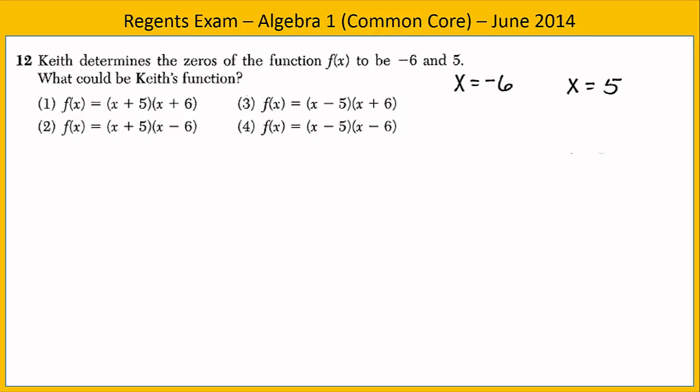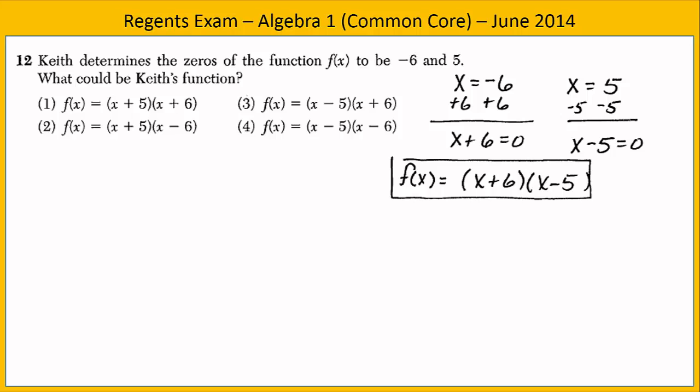One possible way is to look at the zeros, x equals negative 6, and x equals 5. If we set each of these expressions equal to 0, the factors will be revealed. For instance, adding 6 to both sides shows us x plus 6 equals 0, so x plus 6 is one of Keith's factors. Subtract 5 from x equals 5, and we get x minus 5 equals 0, which means that x minus 5 is one of Keith's factors. The product of those two factors is the function that Keith started with. Close inspection of the choices, compared to our answer, reveals that choice 3 is the correct answer.